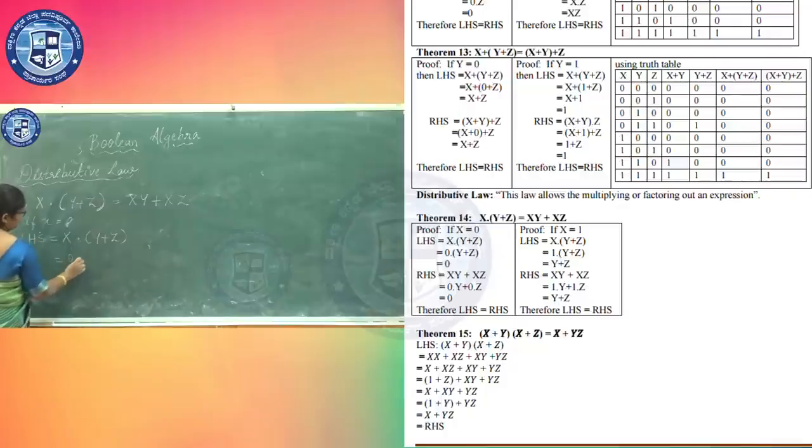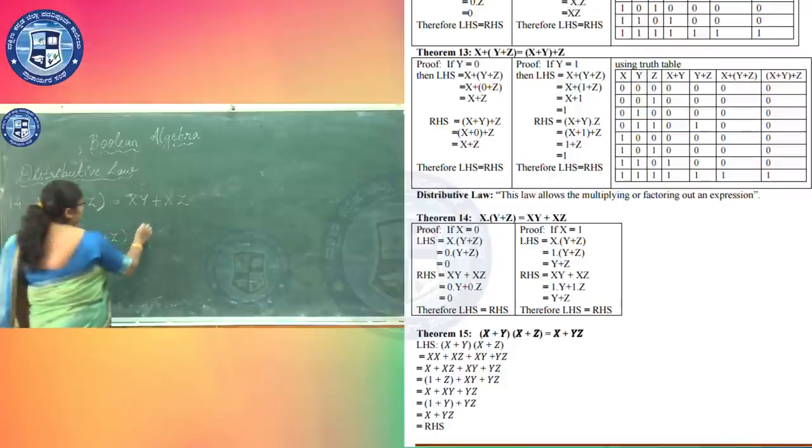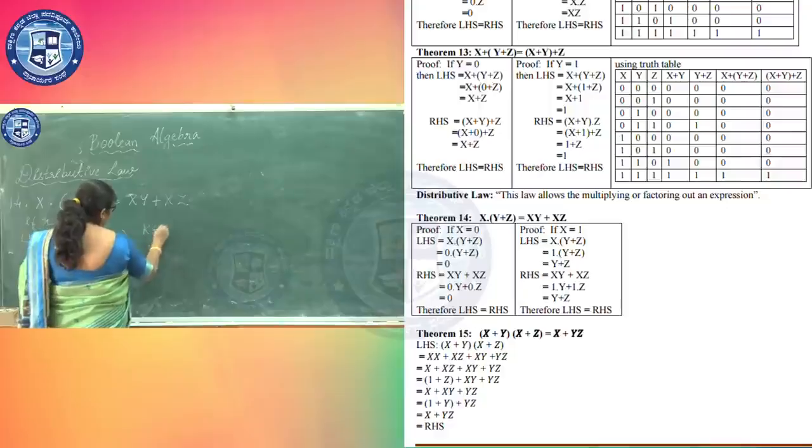Here we have 0 and y plus z. We shall take y plus z as a single variable, 0 as another variable. 0 and anything will always be equivalent to 0. We will take the RHS now.